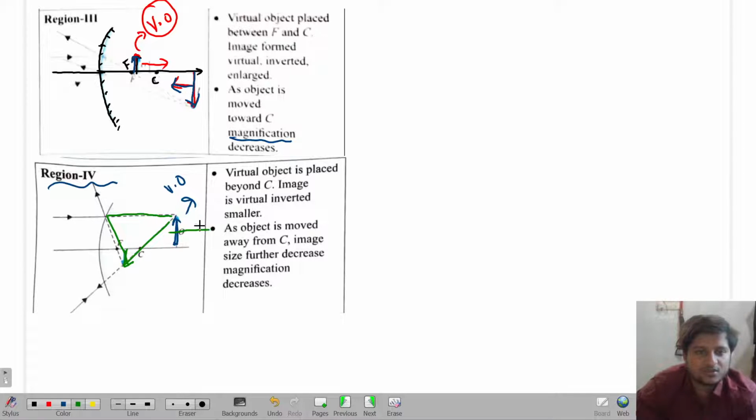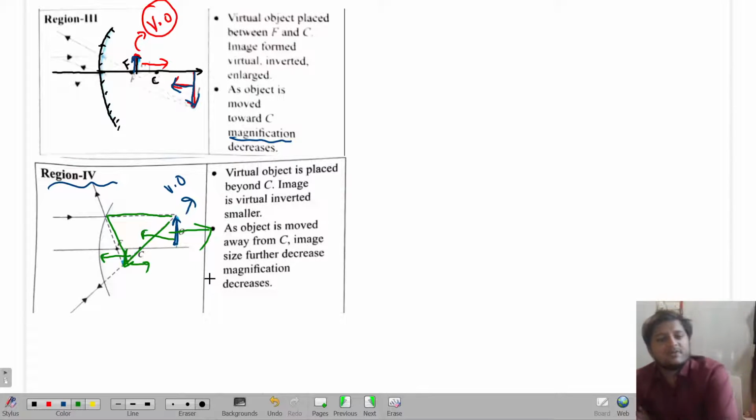If you move the object towards this side, what is going to happen? The image will move towards the left side. If you move the object towards the right side, the image is going to move towards the left side. So if you move the object away from the center of curvature, what is going to happen? Magnification should increase. Okay. Wait, let me just see.